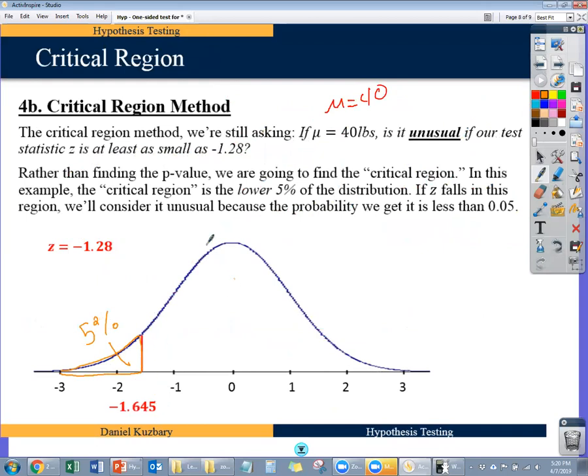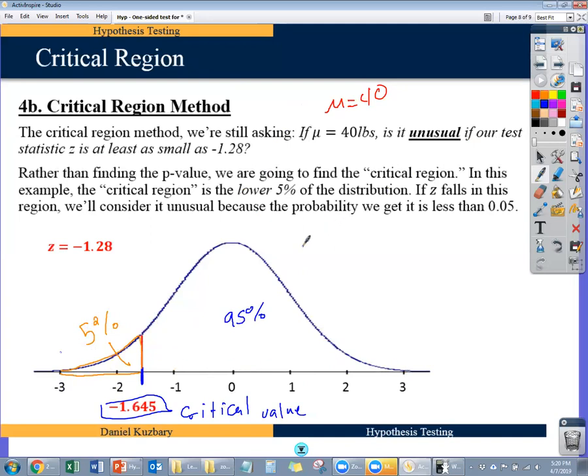So the critical region method uses what's called a critical value to mark off that lower 5%. What number on this number line divides the lower 5% of the distribution from the upper 95%? It ends up being this number right here. So this is called a critical value in this context, and this is how we find it. This is a number on the number line in the standard normal distribution.